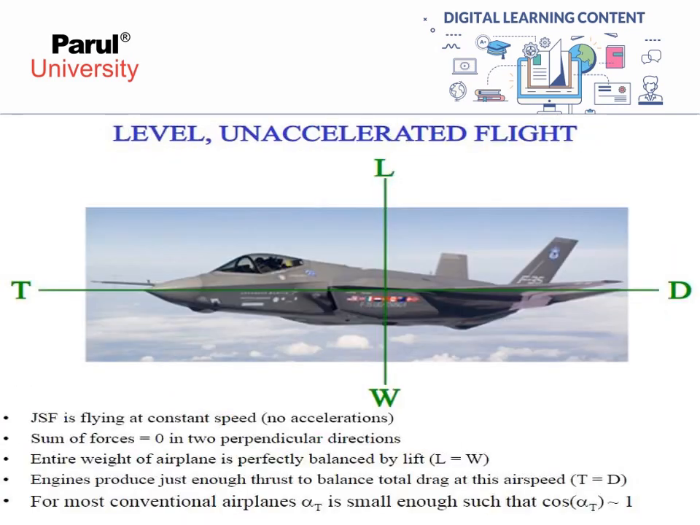Next, level unaccelerated flight. The airplane is flying at constant speed, no acceleration. The sum of forces equals 0 in two perpendicular directions. The entire weight of the airplane is perfectly balanced by lift, L equals W. The engine produces just enough thrust to balance total drag at this airspeed, T equals drag. For most conventional airplanes, alpha t is small enough such that cos alpha t is approximately equal to 1. Okay.